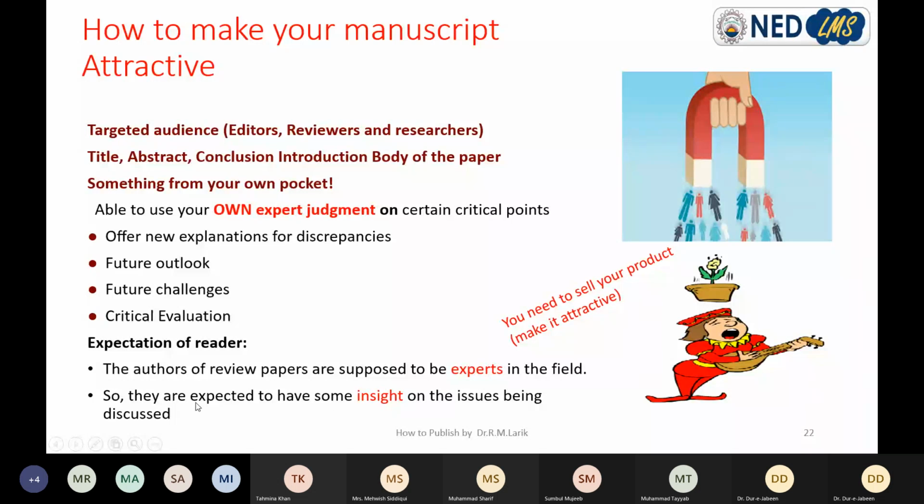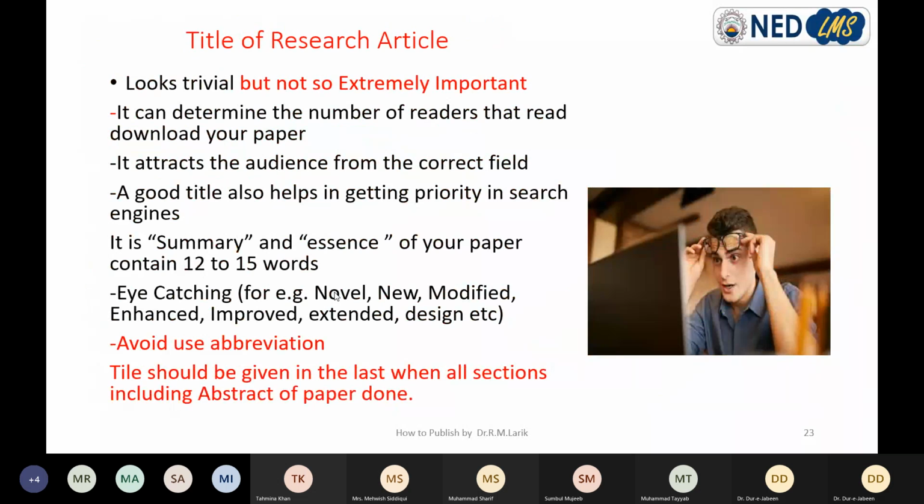So the authors of review papers are supposed to be experts in the field. So that the expert who is reviewing your article feels that yes, there is some insight. Yes, there is something inside it. This paper has weight. Means the paper is attractive, right? This paper is challenging. This paper is giving future direction. This paper is explaining new and novel ideas. This paper has so many dimensions, right? So make your paper more attractive.